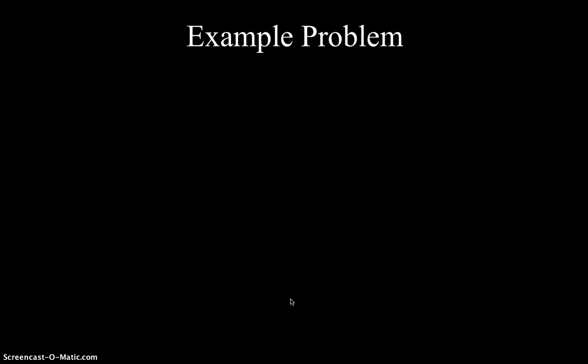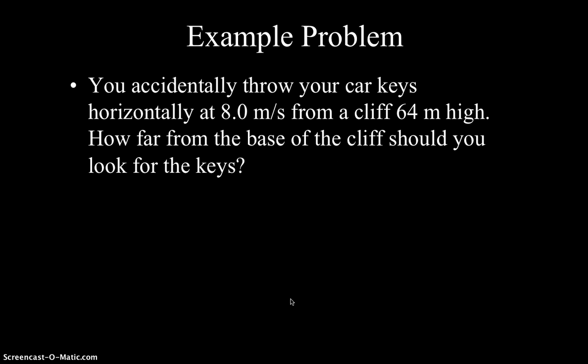So here's an example problem. So let's just say that you're standing on a cliff, admiring the sunset, and you accidentally threw your car keys horizontally at 8.0 meters per second from a cliff, 64 meters high. And of course you need to drive home, so you're going to climb down this cliff to search for the keys. So how far from the base of the cliff should you look for the keys? Go ahead and hit pause and see if you're able to divide the motion up in horizontal and then divide the motion up as a free fall problem.